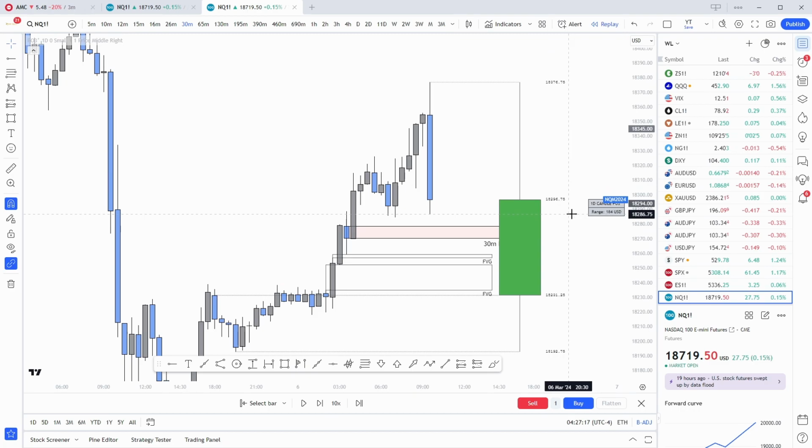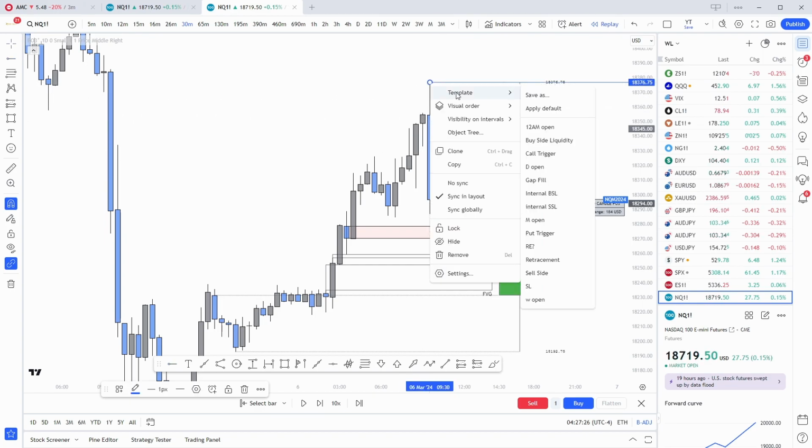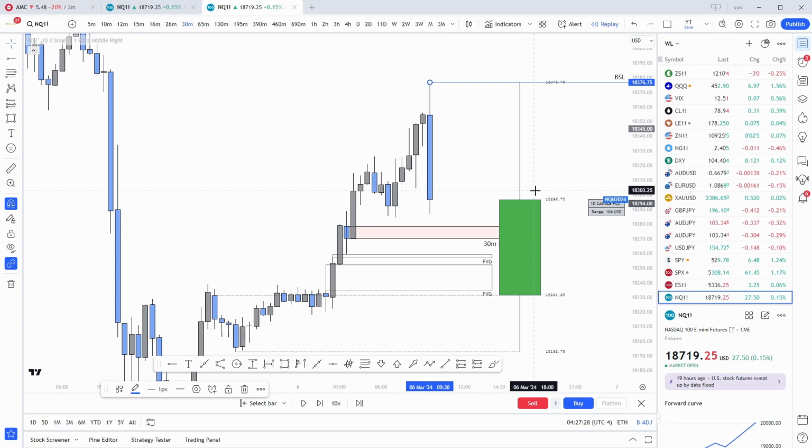Now that we have our fair value gaps and equilibrium blocks marked out, next we want to understand what the current drawn liquidity is. Notice here we have a drawn liquidity at the high of the day. The reason why we're going to be focused on only taking longs is because look at the daily candle.